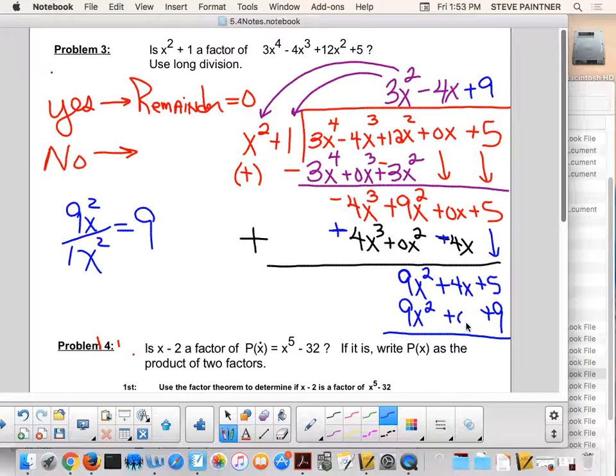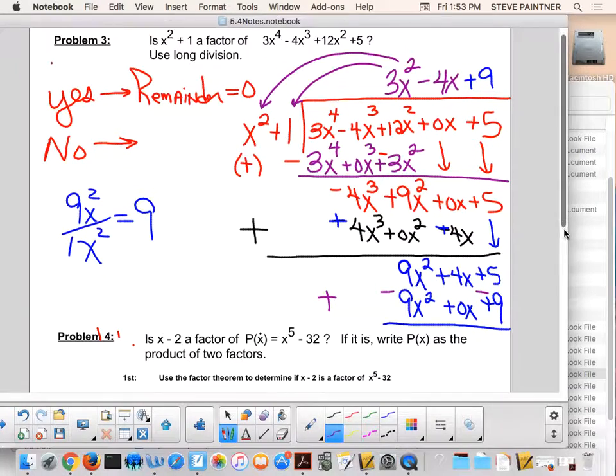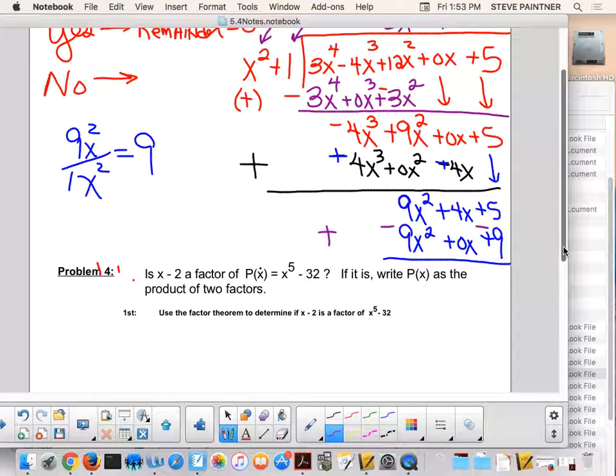If you want to put the 0x, put it in. Subtract. Well, subtraction is the same as adding the opposite. Okay. Subtract now, or add down, I guess. What do you get? 4x minus 4.